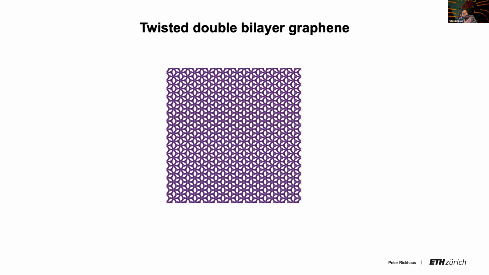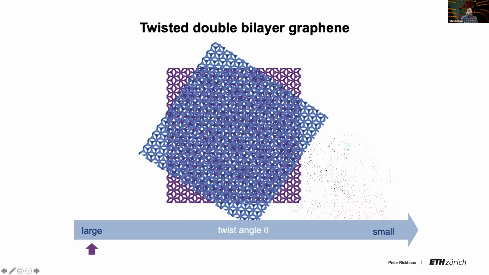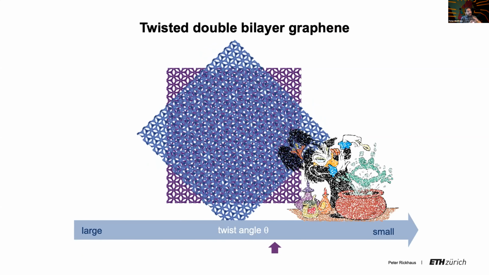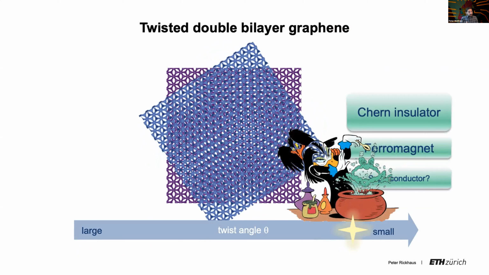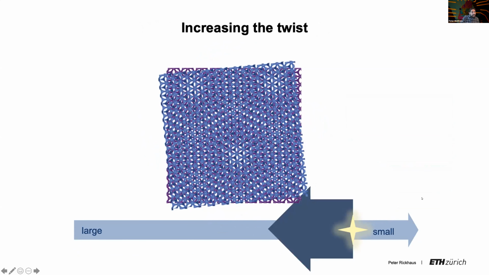Now, let's look at what this twisted double bilayer graphene actually is. So we start with Bernal stack bilayer graphene, and we put another Bernal stack bilayer on top. And now the twist angle can be changed towards a small angle, and then all of a sudden, magically, a Chern insulator state or a ferromagnetic state pop up, or even a superconductor, even though I think this is now out of the question. And what we're doing is to increase the twist a bit to the larger angles.